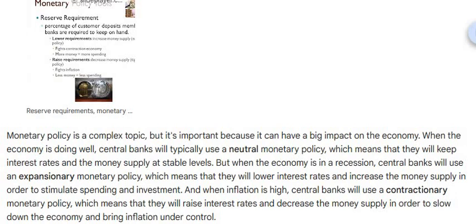But when the economy is in a recession, central banks will use an expansionary monetary policy, which means that they will lower interest rates and increase the money supply in order to stimulate spending and investment. And when inflation is high, central banks will use a contractionary monetary policy, which means that they will raise interest rates and decrease the money supply in order to slow down the economy and bring inflation under control.